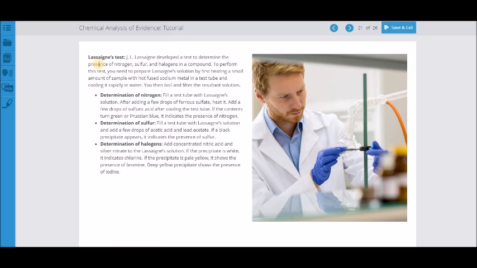One way to do that is with the Lassaigne test, because I think it's pronounced Lassaigne's, but I just say lasagna. It's the test for nitrogen, sulfur, and halogens. At this point we've already tested for carbon, hydrogen, nitrogen, sulfur, and halogens, and we can then go back and say to somebody, after we've done all these tests, there was this there and this there in this ratio, and this tells us something.